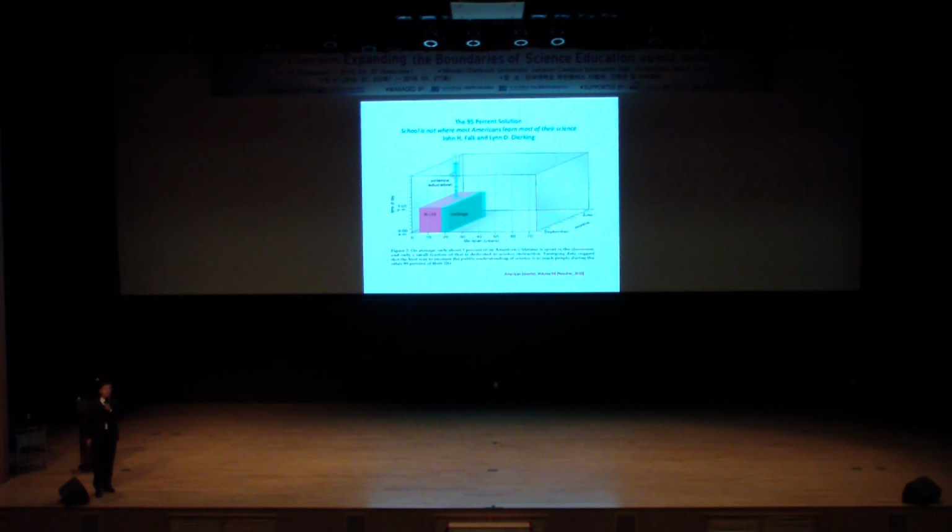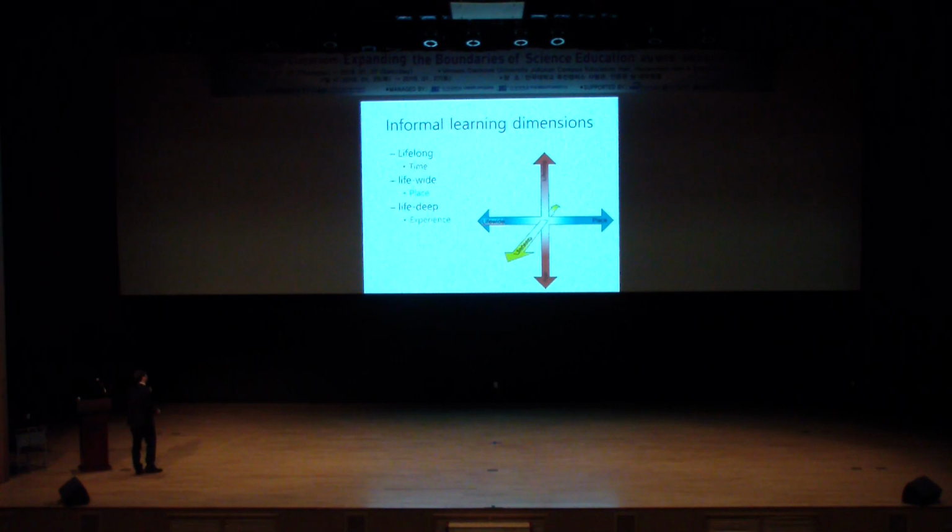So informal people always insist that we have to depend on informal learning to make our people to be scientifically literate. But maybe people in formal schooling may have different ideas. And also informal learning insists that it is not just a matter of time. So lifelong means it's just a matter of time, but at the same time, we visit many places. So this is life-wide, and some people are talking about our experience as a life deal. So there are many dimensions even in informal learning.